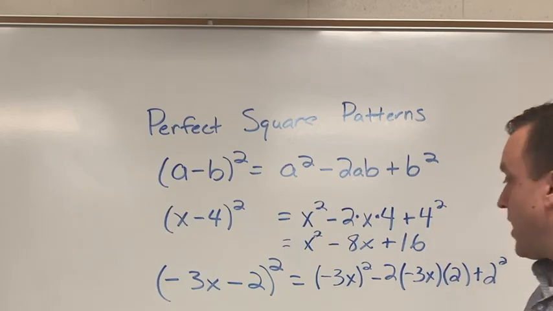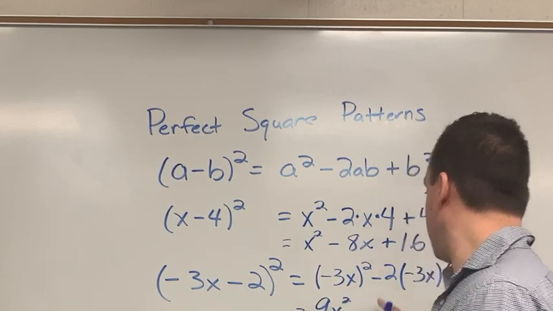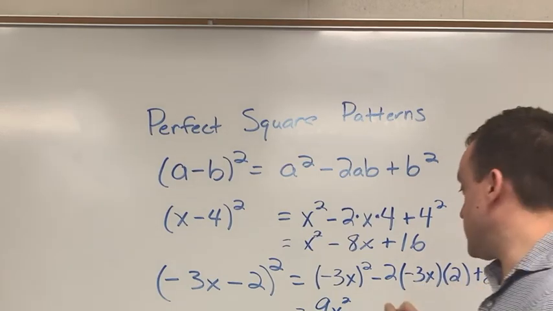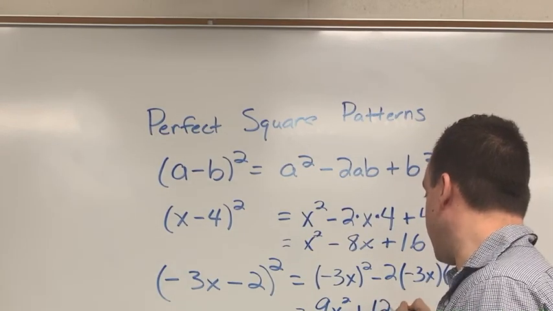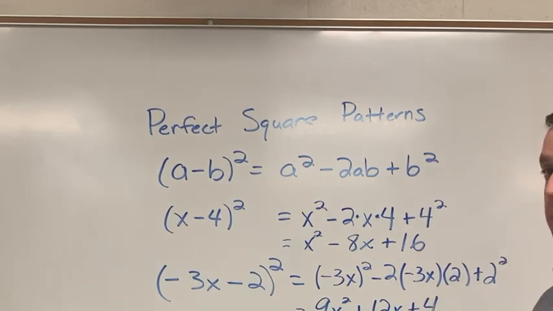Negative 3 squared is 9, so we get 9x squared. Minus 2 times negative 3 is going to give us positive 6, times 2 is going to be plus 12x. And then plus 2 squared is going to add on 4.